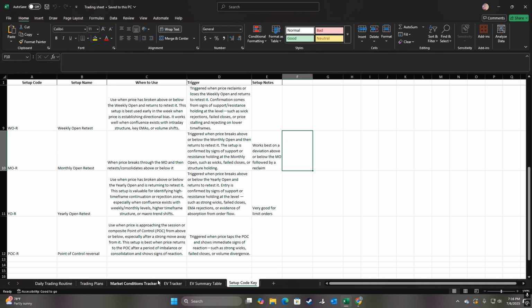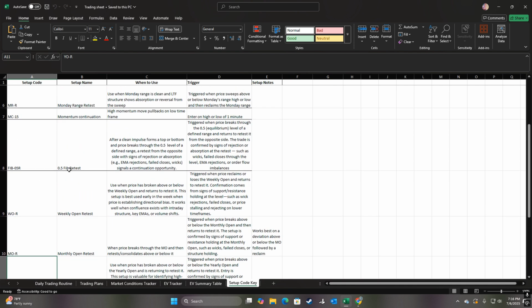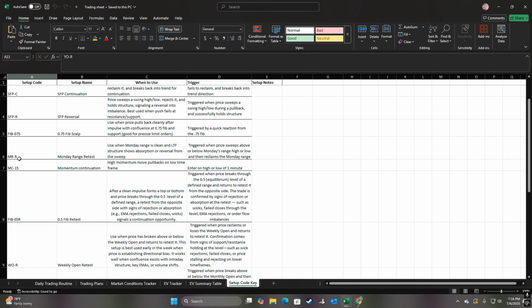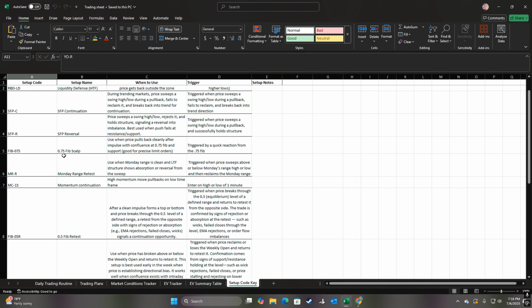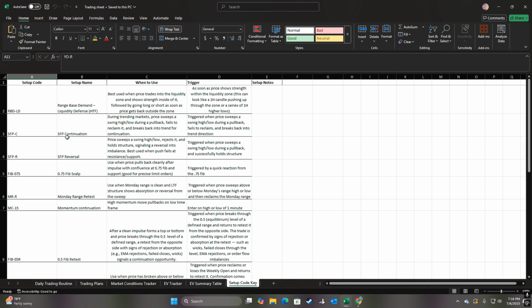So these are important because it allows you to observe price in specific areas or in specific situations. Again, you have a yearly open retest, the fib 0.5 retest, the Monday range retest, the 0.75 scalp, the SFP reversal, SFP continuation, range-based demand, liquidity defense. This is what you have to do, and you need to organize it like this.